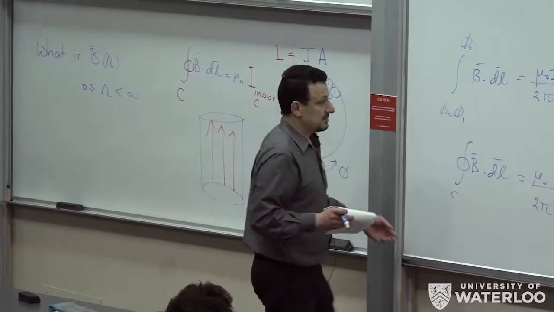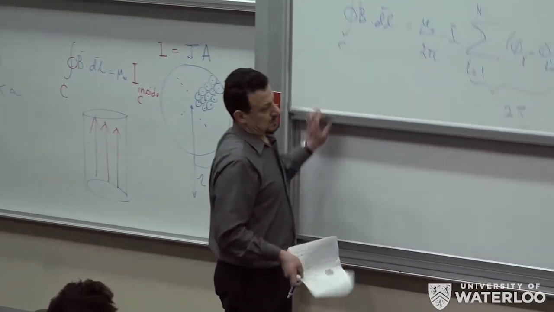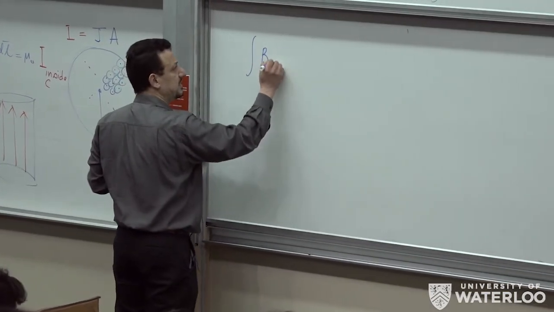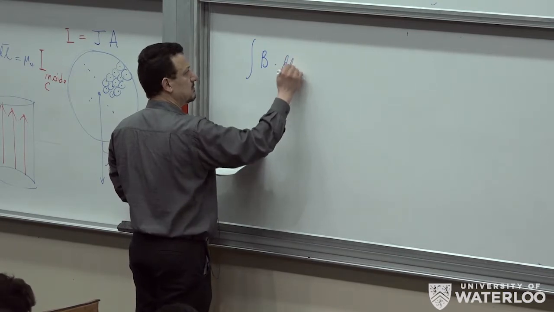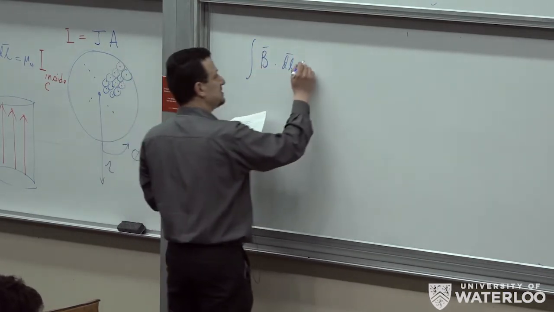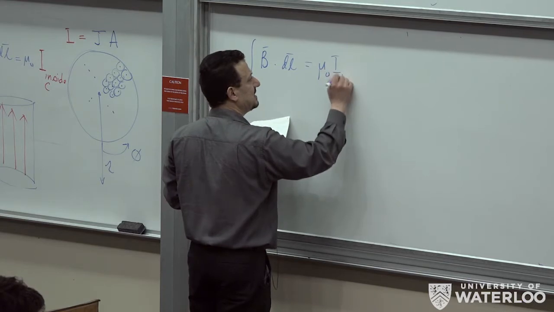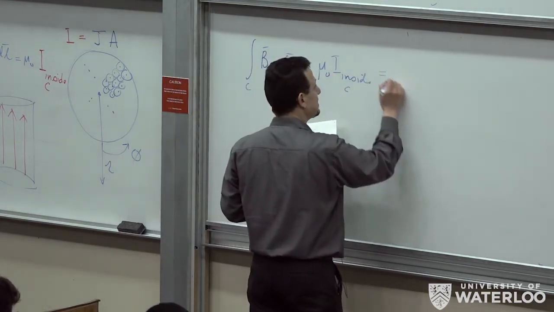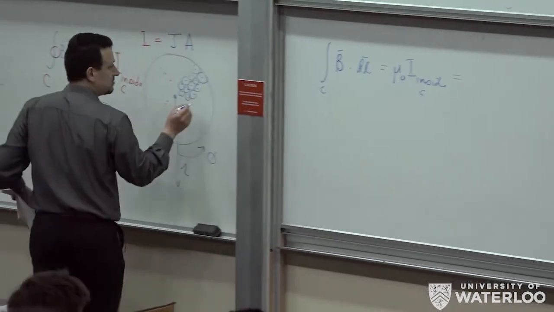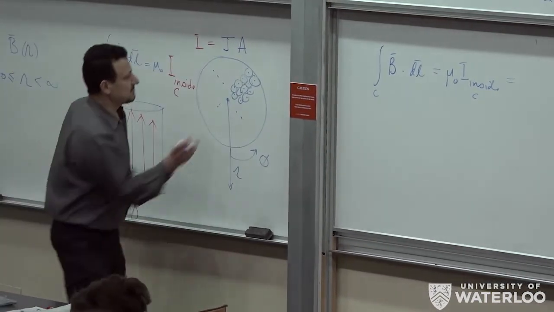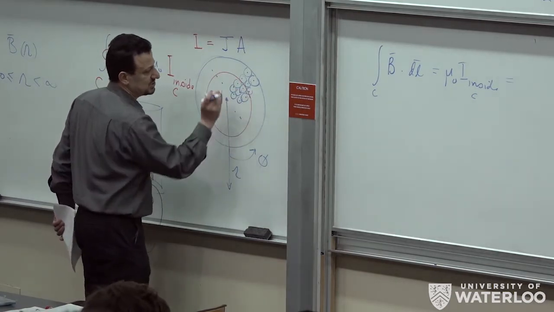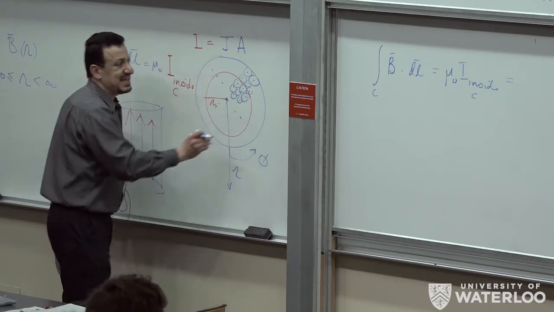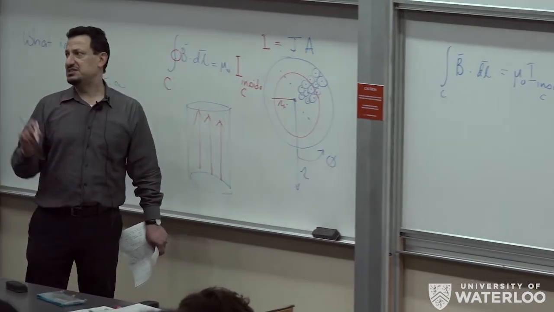I can't push this up, so I'll use this here. Okay? So let me do this. Integrating B dot dl equals, one more time, mu naught I inside C. So I'm going to take a contour which has a fixed radius. Let's call it R1, but it is inside the wire.